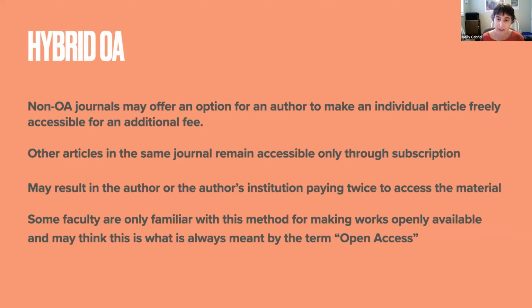So like we heard in the lightning talk by Miriam, this is not the ideal model of OA, and hybrid OA is sometimes referred to as pseudo OA because of this. And some faculty are only familiar with this method of making works openly available and may think that this is what librarians always mean when we use the term open access. And so now I'd like to turn it over to Tom, who will discuss some tools for investigating journals' policies.